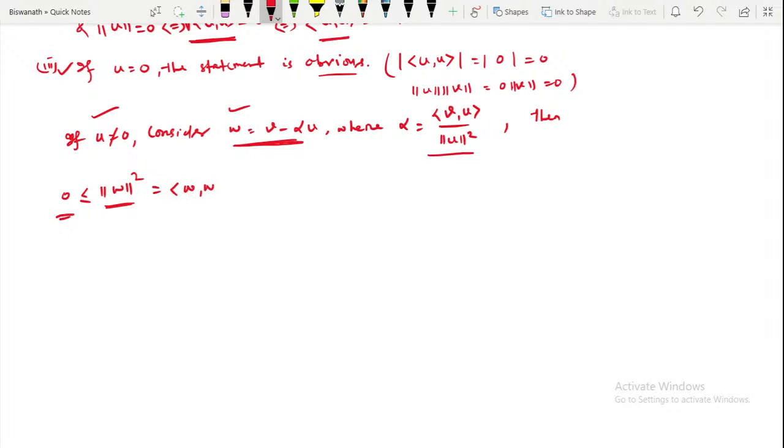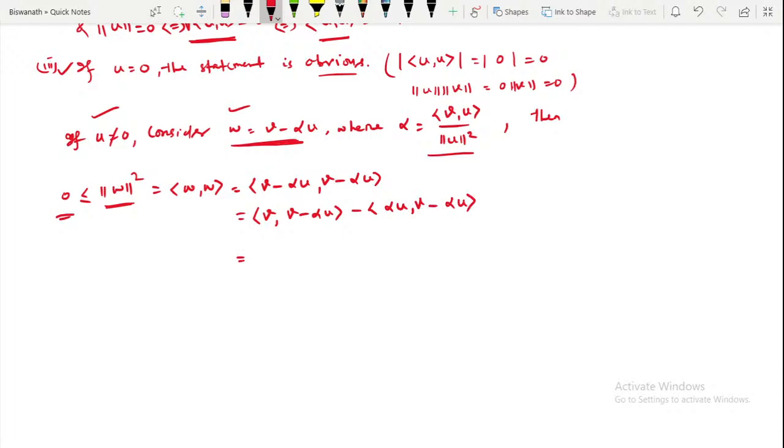This is the inner product w comma w. And in place of w, I am assuming w as v minus alpha u. So this is v minus alpha u comma v minus alpha u. Okay. So like a distributive property, I can write this as v comma v minus alpha u, minus alpha u comma v minus alpha u.